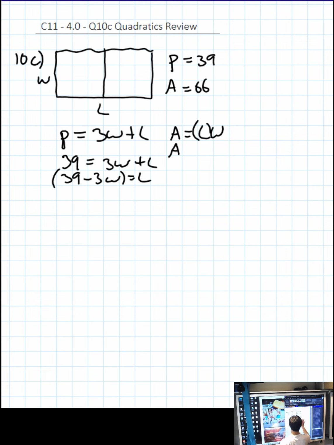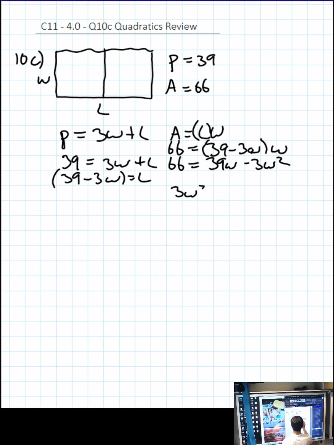We can put 66 in for A. So we have an area of 66. So 66 equals, open bracket, 39 minus 3W, close, times W. Okay, so 66 equals 39W minus 3W squared. Now we're just going to start bringing stuff over without actually adding and subtracting it to both sides. So we're going to bring the 3W squared over, and it'd be 3W squared minus 39W plus 66 equals 0.